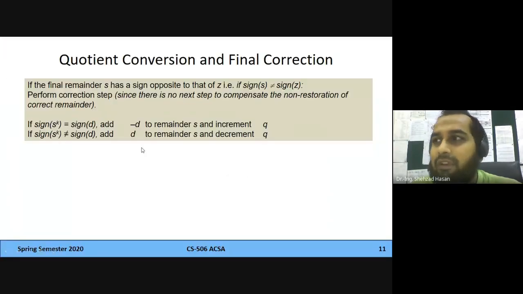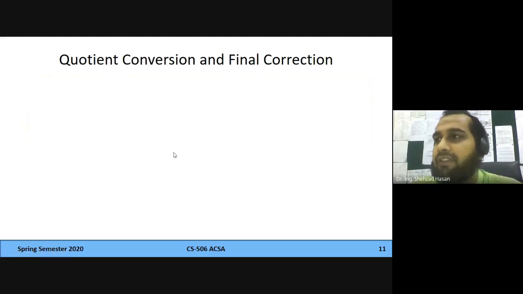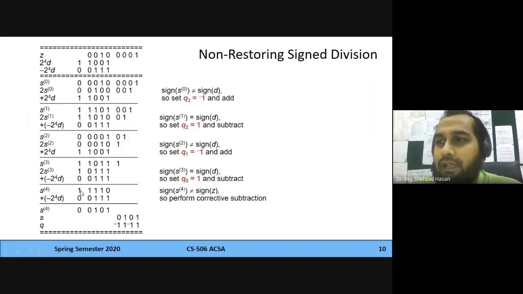So the same thing is happening over here: if the signs are the same, you're going to subtract and add, and if their signs are different, you're going to add and decrement. Okay, so in the previous case, the remainder was negative and the divisor was also negative, so their signs are matching.